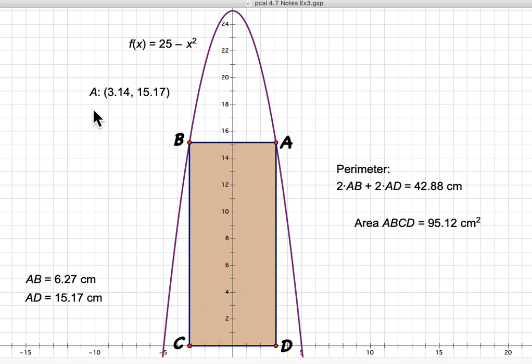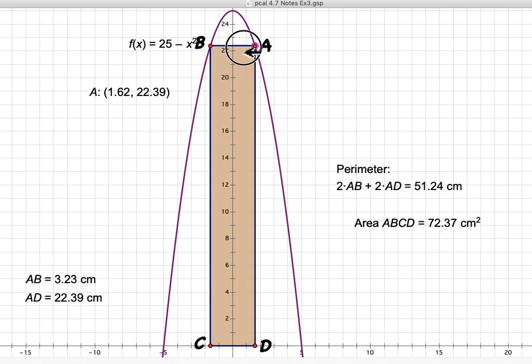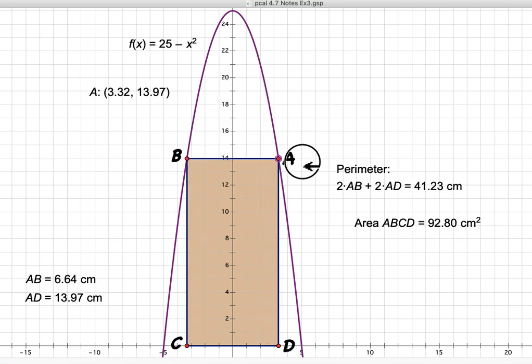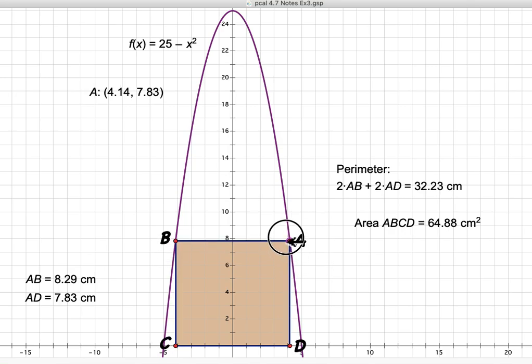As the x-coordinate of point A gets smaller and smaller, the rectangle gets taller and skinnier. And as the point A x-coordinate gets larger and larger, the rectangle gets shorter and wider. So there's two things that are changing as I move point A on the parabola. The perimeter is changing, the perimeter of this rectangle, ABCD, and also the area of ABCD is changing.